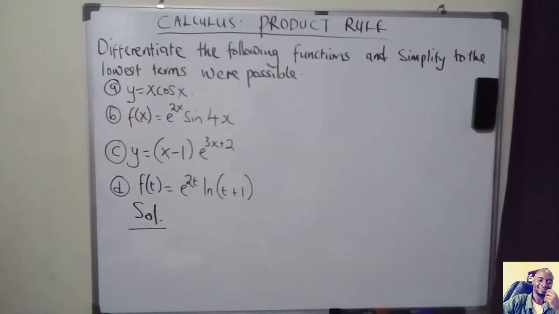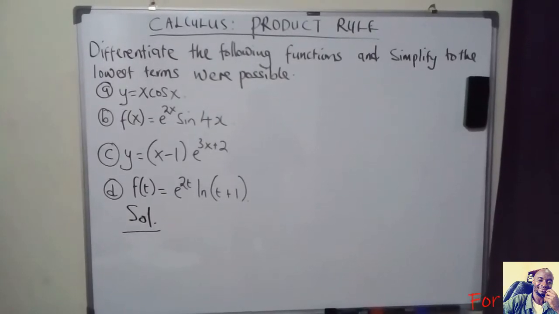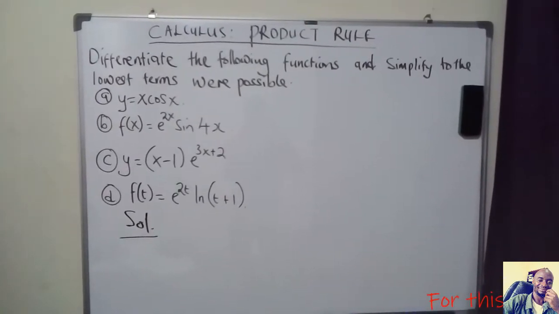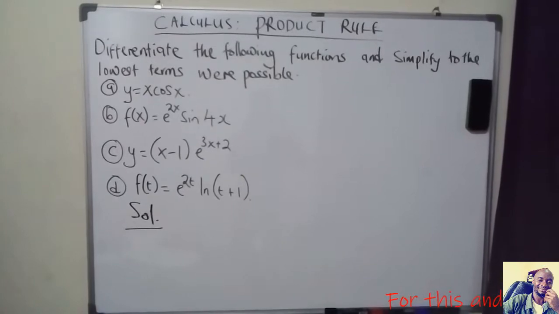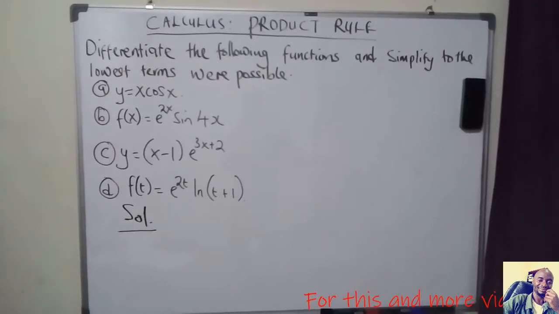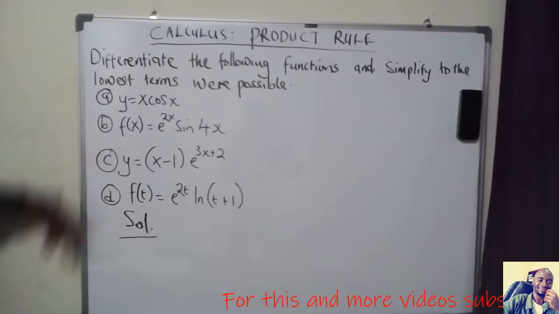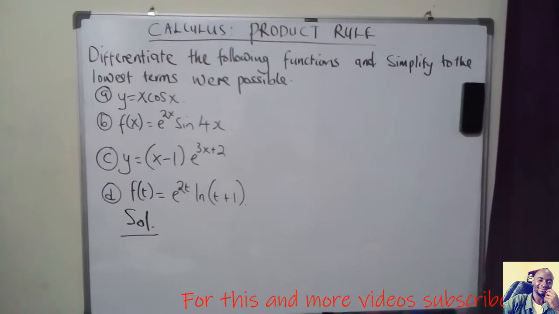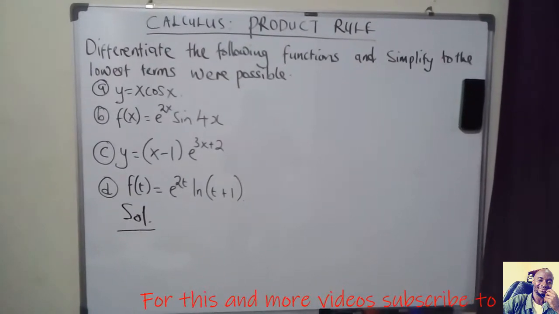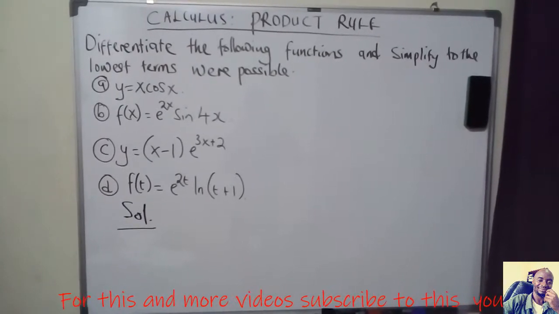In this video, we want to see how we can use what we call the product rule to find the gradient function, which we call differentiating the function. So we have our question: differentiate the following functions and simplify to the lowest terms where possible. We have the functions here, a up to d. Now when you look at these functions, you can see that they are a product of two functions.